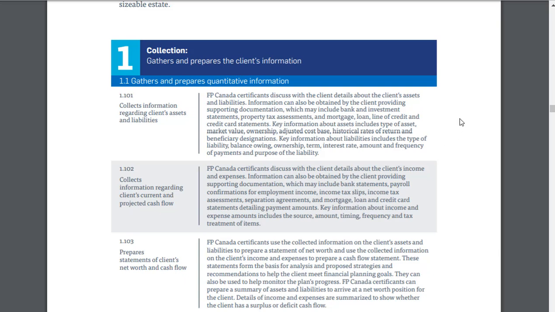Well, in this document, the full 54-page document, you can see that FP Canada certificants discuss with the client details about the client's assets and liabilities. Information can also be obtained by the client providing supporting documentation, which may include bank and investment statements, property tax assessment, mortgage, loan, line of credit, and credit card statements. Key information about assets includes the type of asset, market value, ownership, adjusted cost base, historical rates of return, and beneficiary designation. So you can see that there's a lot of data collection here, and increasingly this is becoming more technology driven. In the past, it might be more paper-based, okay?